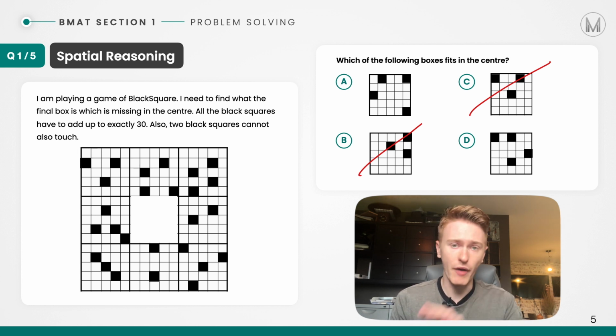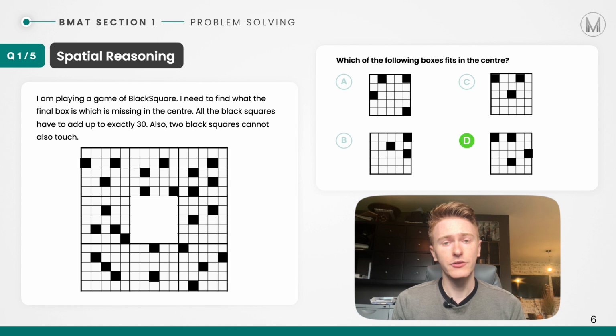You can test that by rotating it for yourself in your head or on your piece of paper, because remember BMAT is a paper exam, and that can help you spot that answer option A is not the answer here. So that leaves us with D. We can check that, and immediately we find that it fits perfectly without any problems. We don't have to rotate it, it fits as it is perfectly within the pattern so that no black squares touch vertically or horizontally. So answer option D here is our answer.